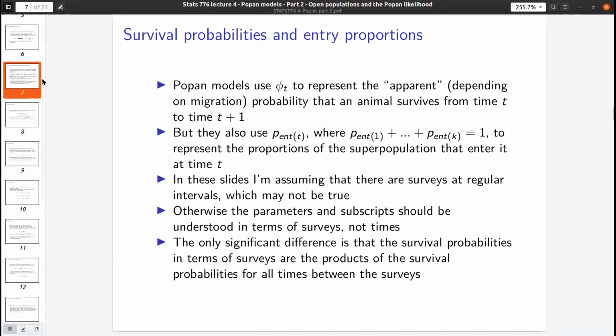So starting with slide 7, and this is probably the most important one. I've been switching back and forth between talking about these parameters at different times or at different surveys. And I think all of the explanations I've been giving apply when there's been a survey at every time. But of course, that's not always true. Like in the Maui dolphin data set that I showed you, there were sometimes different length gaps between the surveys.